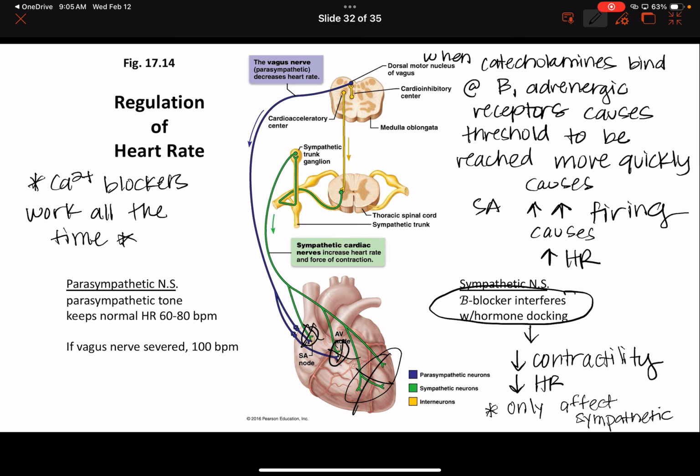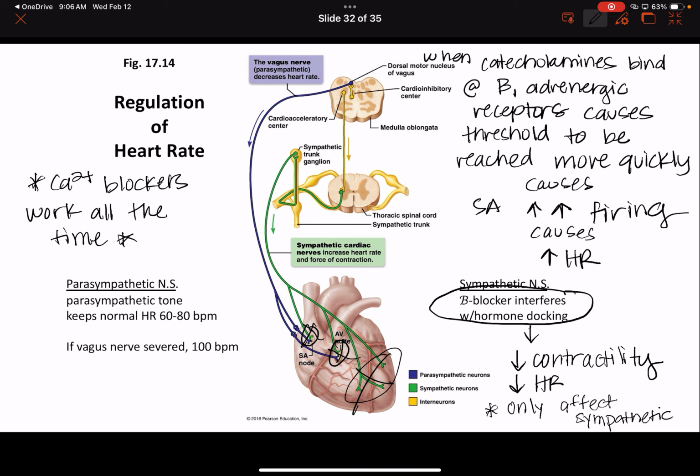We wouldn't want our heart beating at 100 or more beats per minute all day long. That would make us real stressed out and anxious. Okay, so our parasympathetic nervous system keeps it down at 75 beats per minute. Yeah, so if the vagus nerve was severed, it wouldn't be able to keep the parasympathetic tone? Is that what you're saying? Yeah, the parasympathetic tone would be lost, and so the heart would beat at 100 beats per minute if the vagus nerve were severed.